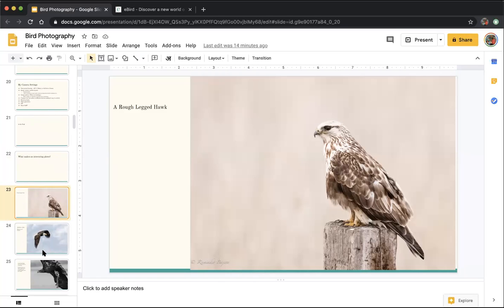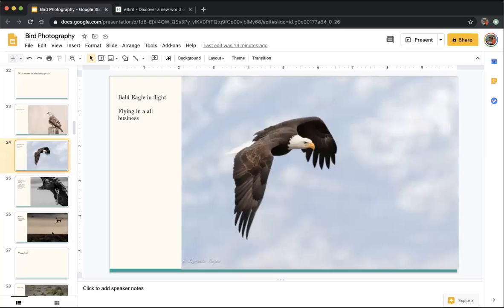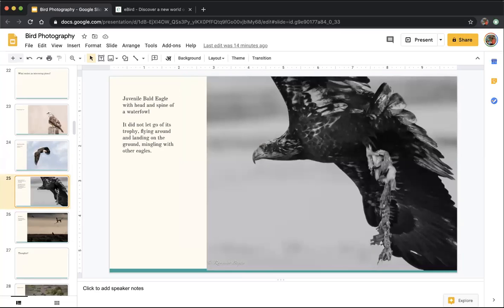And then there's another picture. This is a bald eagle in flight. Here's another picture. Now this is a juvenile bald eagle. Birds mainly, but wildlife too.